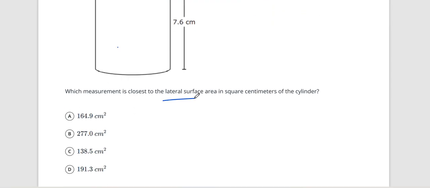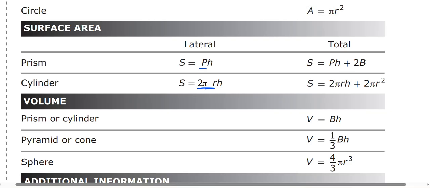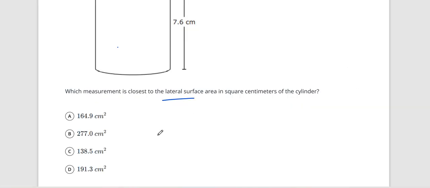Okay, lateral surface area. That one's really easy. So the formula over here is lateral surface area of a cylinder, 2 pi RH. So we're going to go surface area is equal to 2 pi RH. These are very easy, guys. You just look for the numbers. 2 is 2, pi is pi, radius is now 2.9. My height is 7.6.